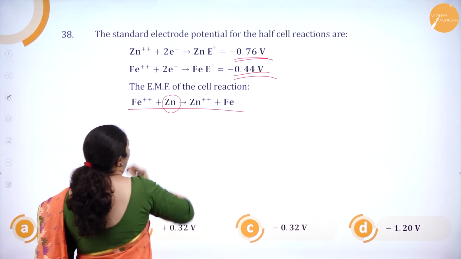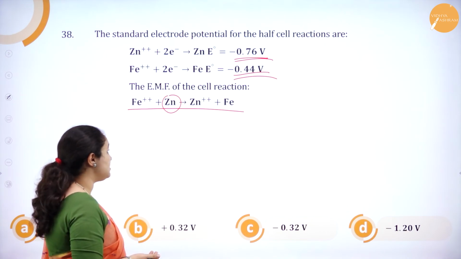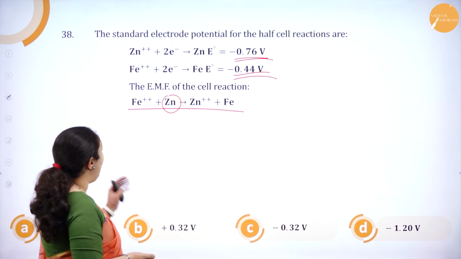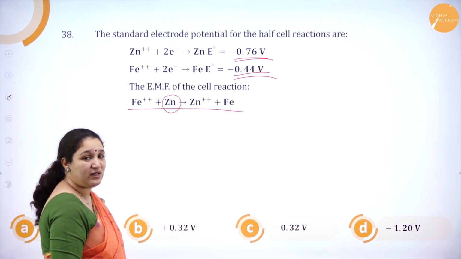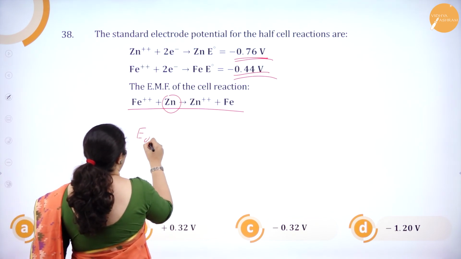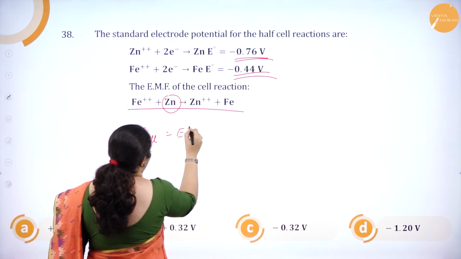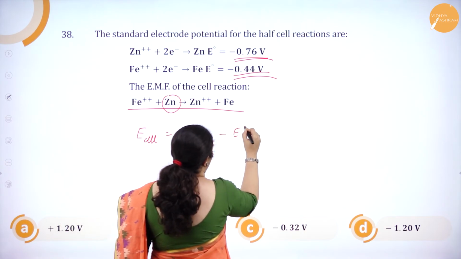Here, anode is where oxidation takes place, that is loss of electron. So zinc is the one which is the anode, and iron is accepting electron, that is why it is reduction, or it is the cathode. Okay, so E cell is equal to E naught of cathode minus E naught of anode.